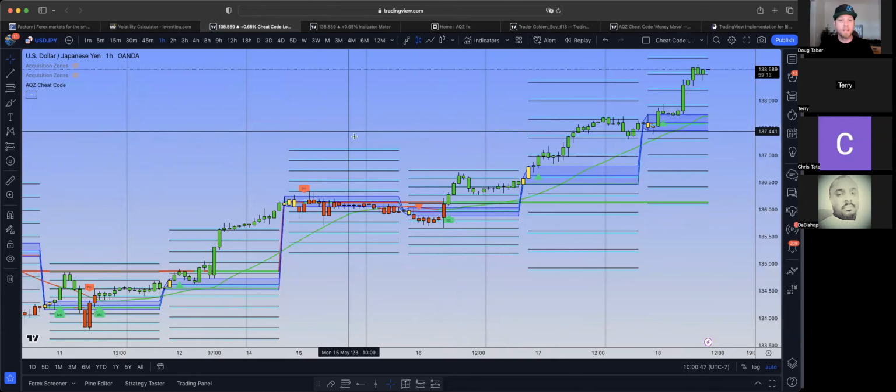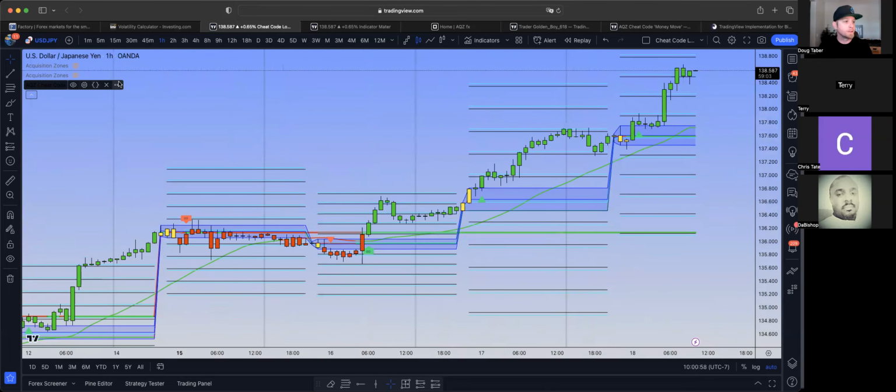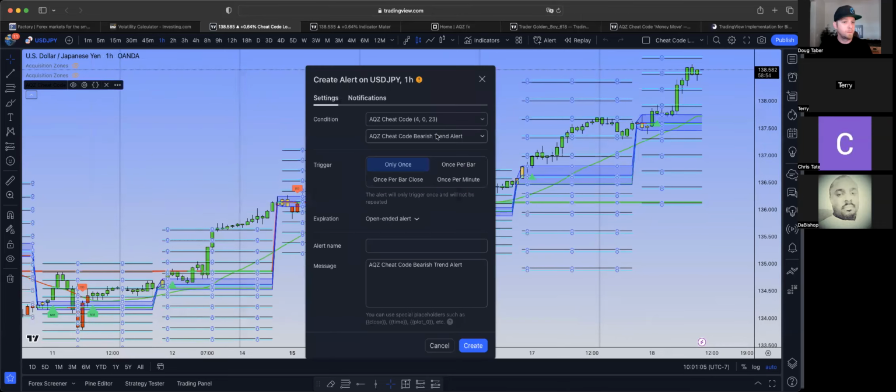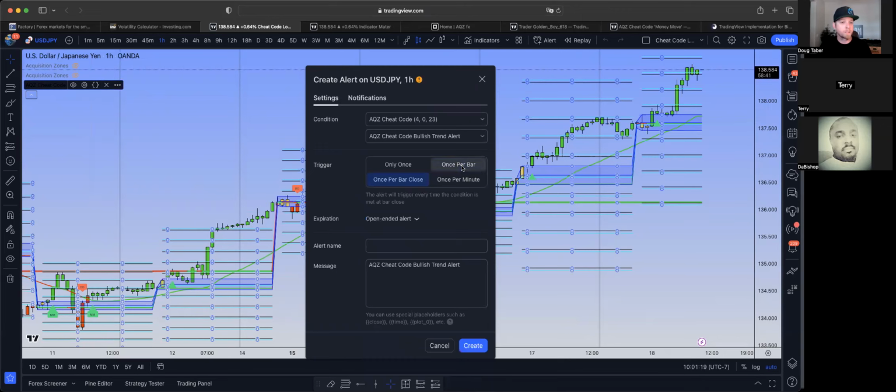Okay, that was a lot. I know the alert system, if you need to replay that after the recording to kind of dive in, but I went over everything that the alert system has to offer and how to set it up. Remember, for the bearish and bullish trend alerts, you want once per bar close. And then for the rest of them, the buy alert, sell alert, dollar dash, and money move, you want once per bar, okay, open-ended, and just click create.